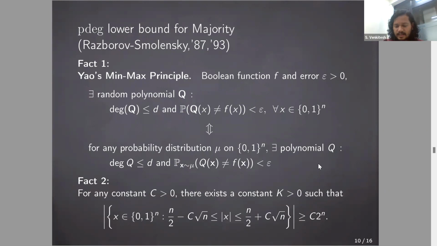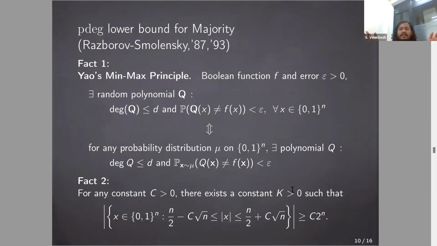All right, the second fact is more about the distribution of points in the Boolean cube, which is that for any constant c, there is another constant k such that if you look at the Hamming weights n/2 plus or minus k times square root n, then that contains at least c times 2 to the n points. Sorry, there should be a k here. It's a small mistake on my part.